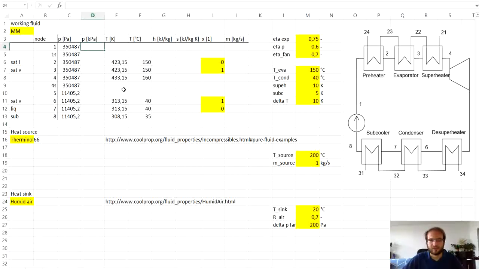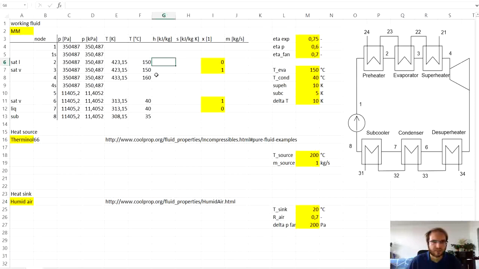So just to have the values of the pressure in more comfortable units, let's convert it to kilopascals over here. Like this. So we can see that the cycle, since we wanted it to operate between evaporation and condensation temperature 150 and 40 degrees C, operates between 350 and 11 kilopascals of absolute pressure.